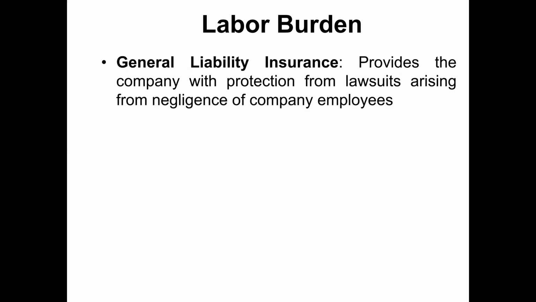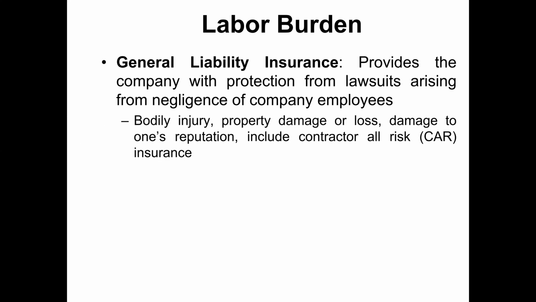We are going to discuss all these labor burdens, and we will apply them numerically in the question next time. At that time, things will be much clearer mathematically, how we are going to calculate all these labor burdens. The next labor burden is general liability insurance. It provides the company with protection from lawsuits arising from negligence of the company's employees. It's like all risk insurance: bodily injury, property damage, or damage to the reputation of the company. It includes contractual all risk insurance.